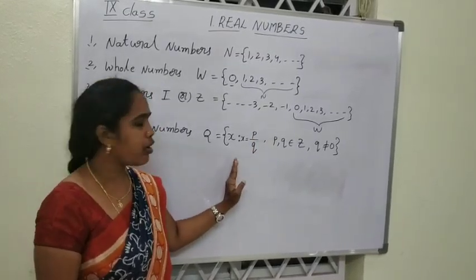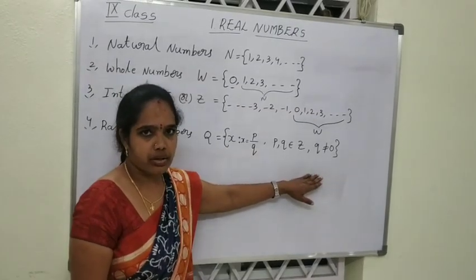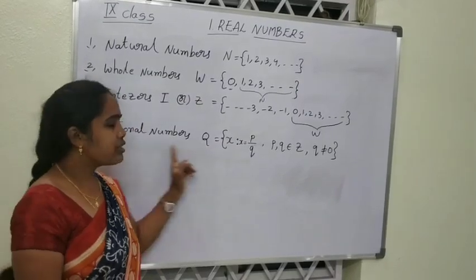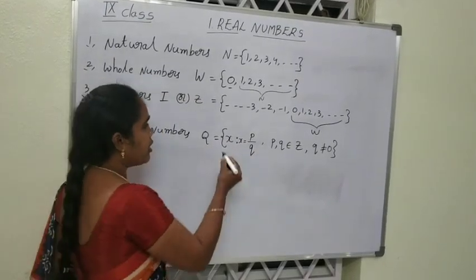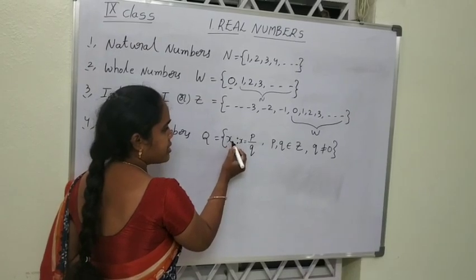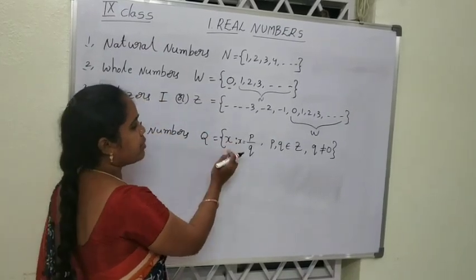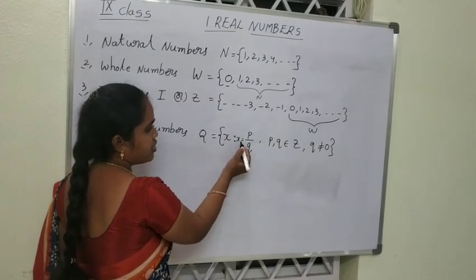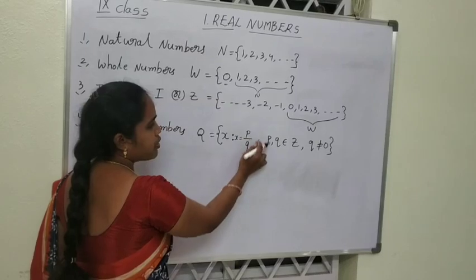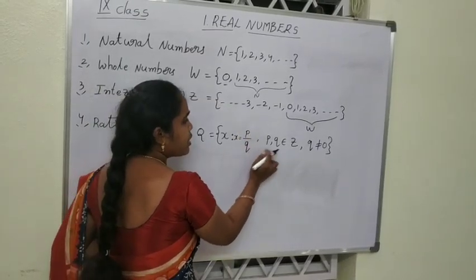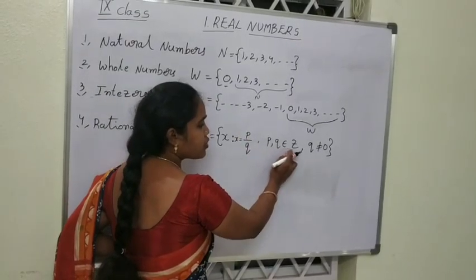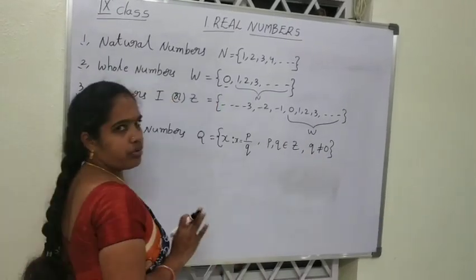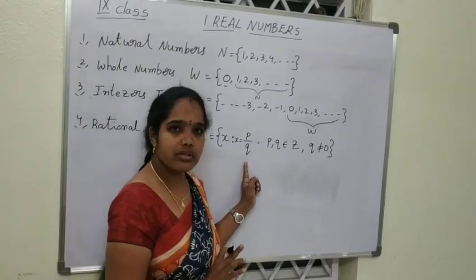In the set builder form, if you see a question asking what rational numbers are, we have to write it like this: set of x such that x is a rational number. This is read as such that, x such that x is equal to P by Q. Here P by Q is the rational number, where P, Q are integers, P, Q belong to Z, and Q is not equal to 0. We should not take Q as 0.